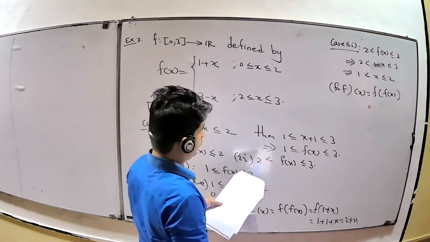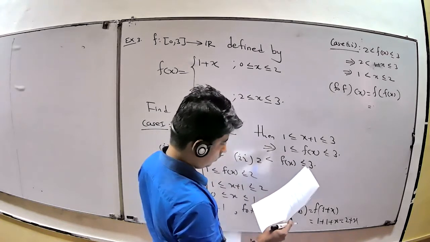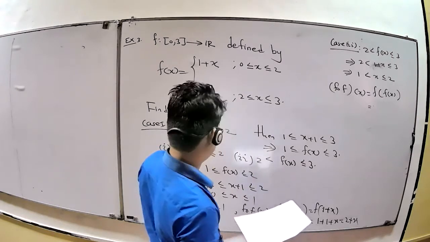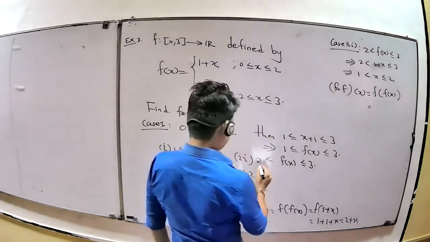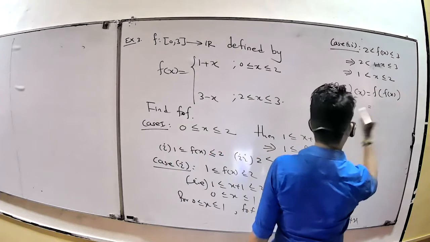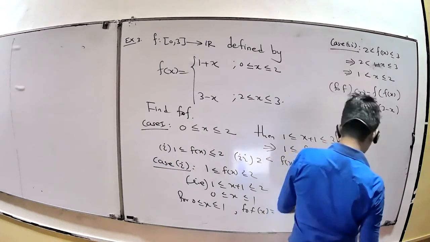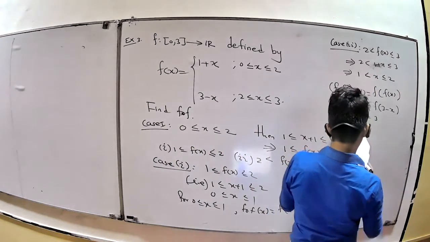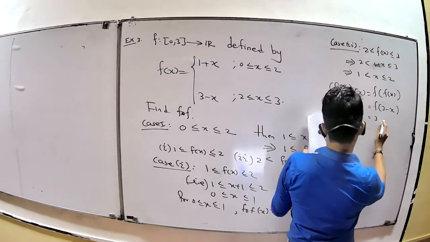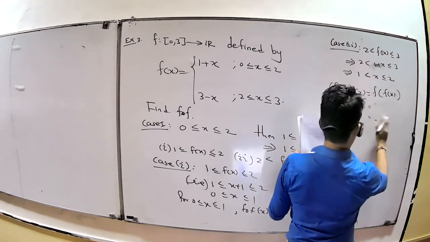But here, your f of x means, right? F of x takes the value 3 minus x when 2 less than x less than or equal to 3, no? Okay, in this case, your f of x value is 3 minus x. Therefore, f of 3 minus x. Is it okay? F of 3 minus x means, sorry.